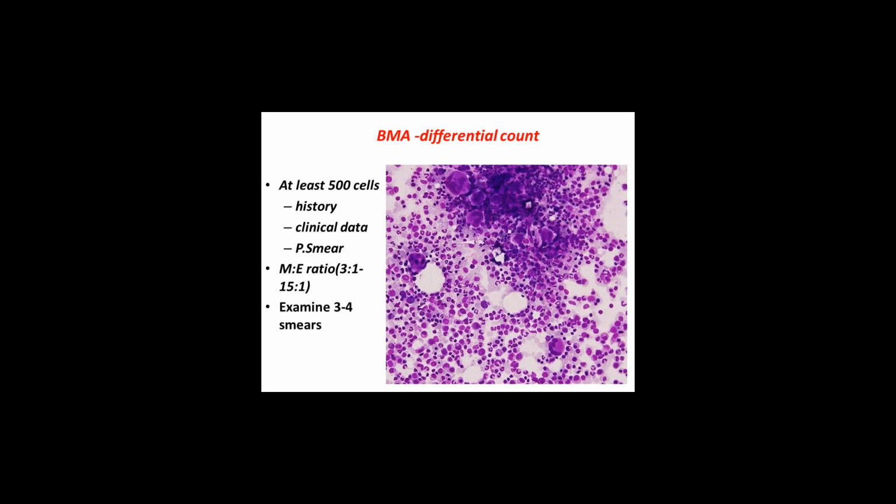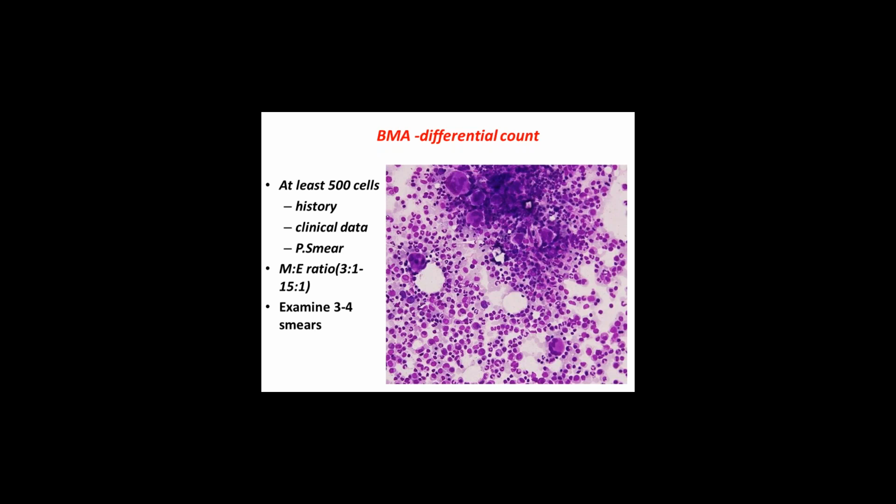Along with it, while counting, we should always have the history, the clinical details, and, as I said, a peripheral smear. Before counting a marrow, you should do a differential on the peripheral smear, do a PS reporting, and then start counting the bone marrow.